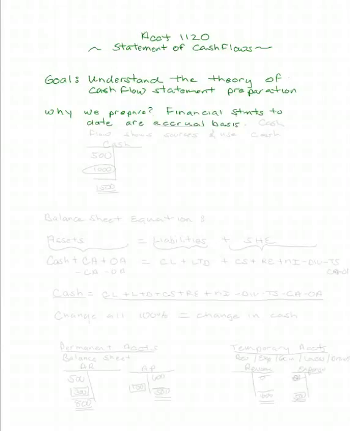The financial statements that we have learned how to make to date are on an accrual basis. They have nothing to do with cash. The cash flow statement, on the other hand, shows exactly where the sources of cash are from and where the uses of cash have gone. So in a sense, it takes what we've done in the past on the accrual basis and converts it back to cash. It's kind of ironic, don't you think?